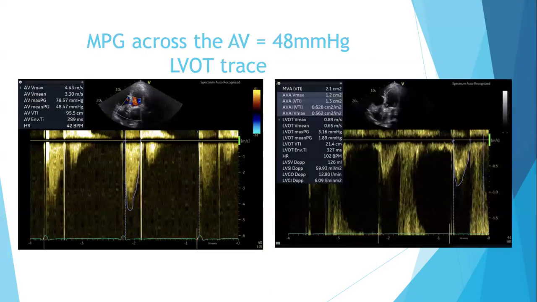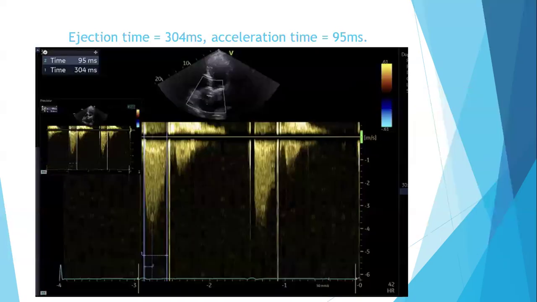A pulse Doppler was taken over the LVOT, and a continuous wave Doppler was taken over the aortic valve, showing that we have a mean pressure gradient of the aortic valve of 48 over a peak of 78. The LVOT trace was taken as well for the VTI that will be essential in the measurements to be taken further following the aortic valve and the mitral valve. It will be beneficial for both.